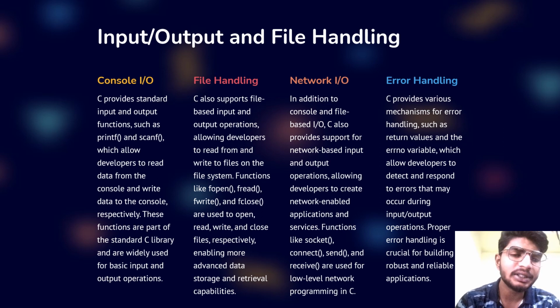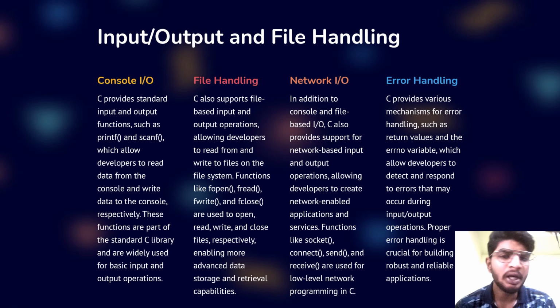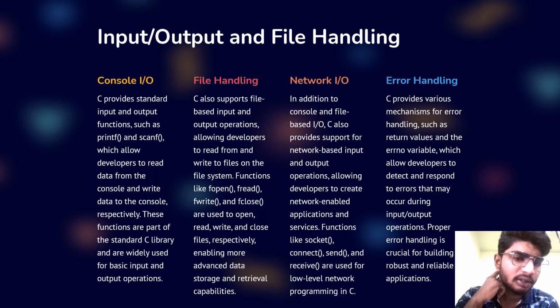File handling. C also supports file-based input and output operations, allowing developers to read from and write to a file on the file system. Functions like fopen, fread, fwrite, and fclose are used to open, read, write, and close a file respectively, enabling more advanced data storage capabilities.